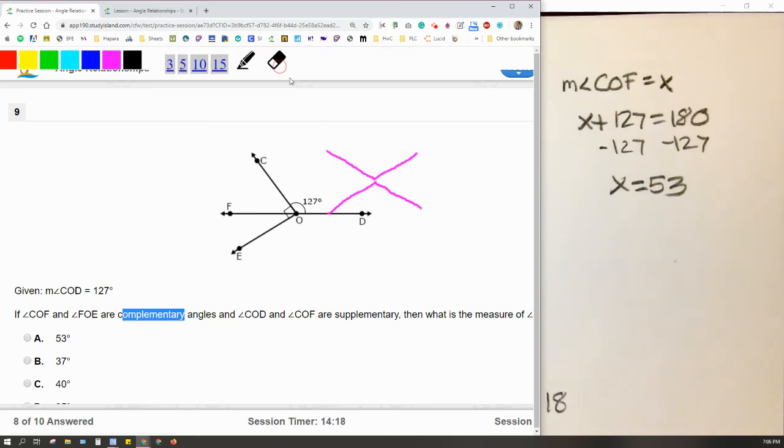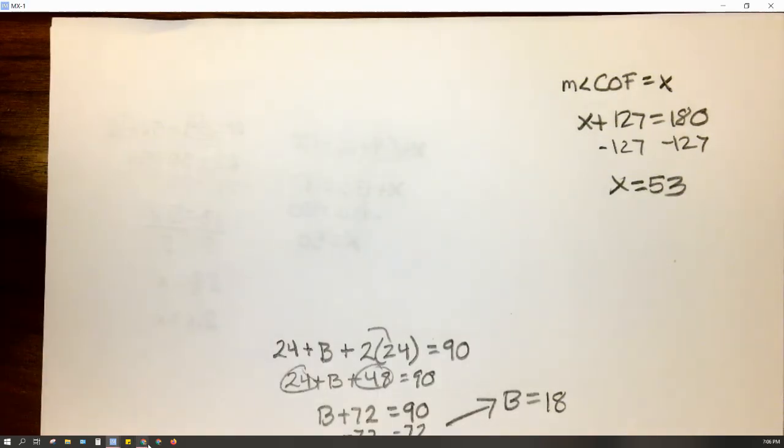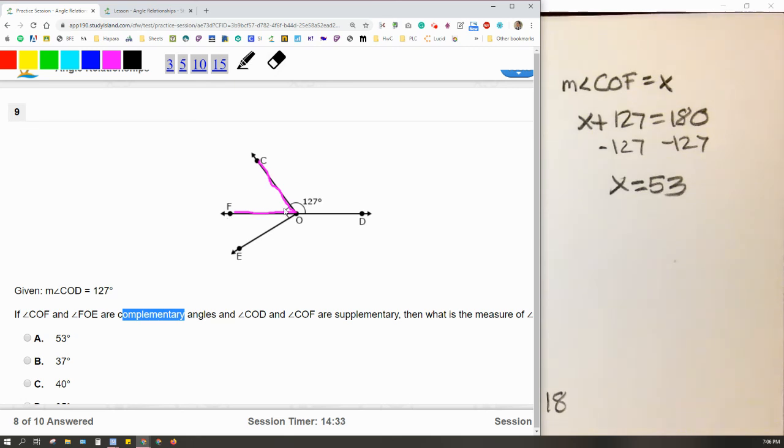That is COF right here, 53 degrees. Next, we're going to find FOE, because COF and FOE are complementary. They make 90 degrees together, the pink one and the blue one. We just found out the pink one is 53 degrees, so this is 53 degrees. Pardon my mouse writing, that's really ugly, but you get the point. That looks like a 5 now. I shouldn't have done that. 53 degrees.